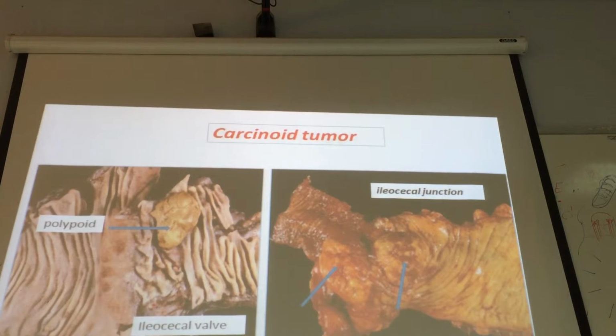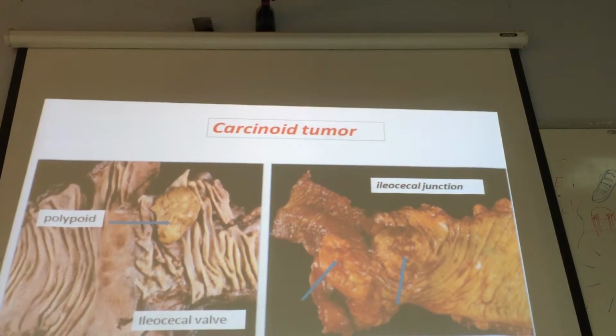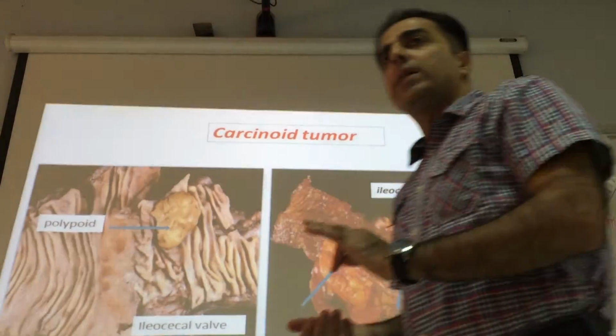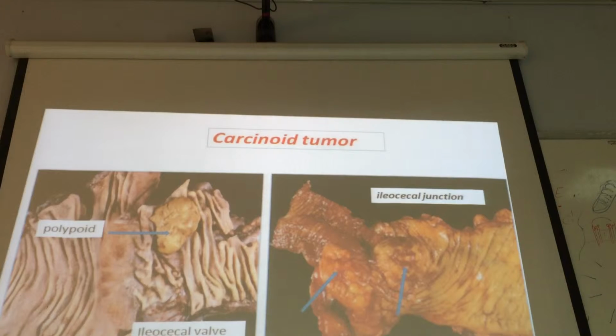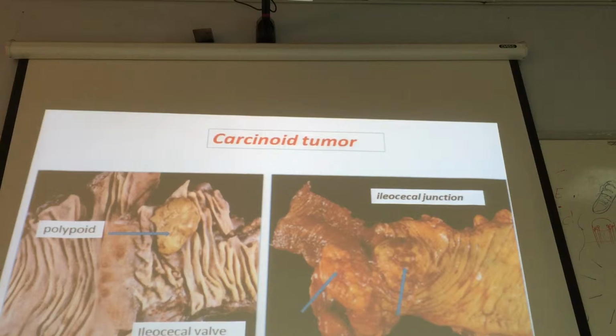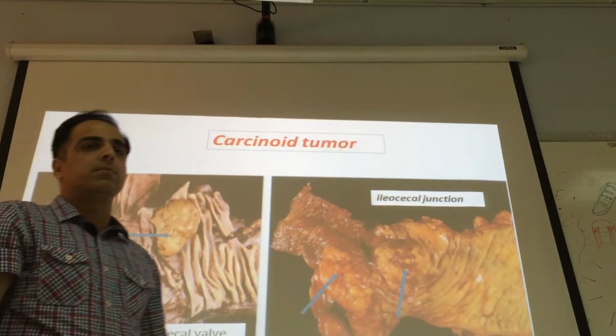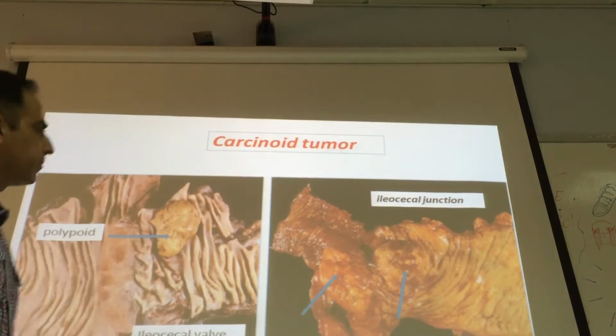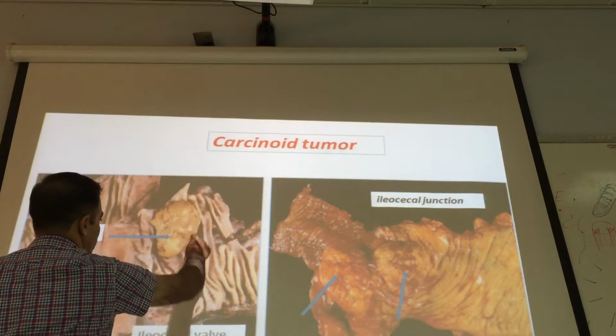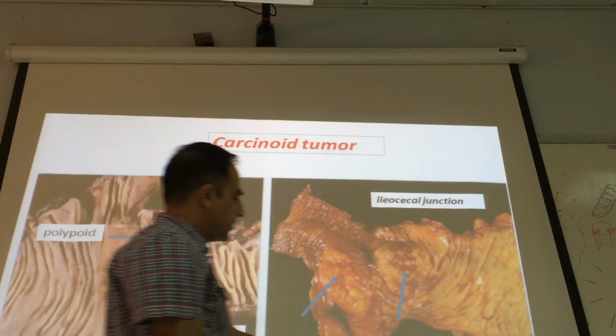From the adenomas, we go now to the carcinomas of the intestine. In the small intestine, the most common carcinoma is the carcinoid tumor. Second is the adenocarcinoma. So carcinoid tumor, most of the times it will be present in the form of a polypoid projection. It is projecting into the lumen. Just like this one, polypoid projection. Or you can find it like this.